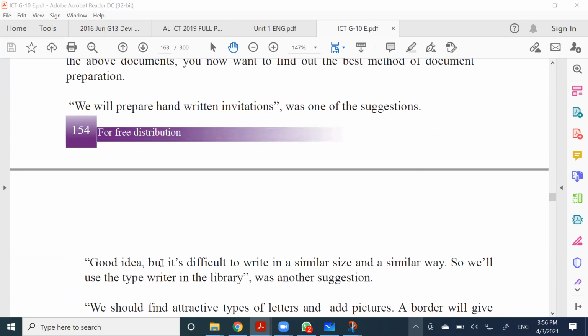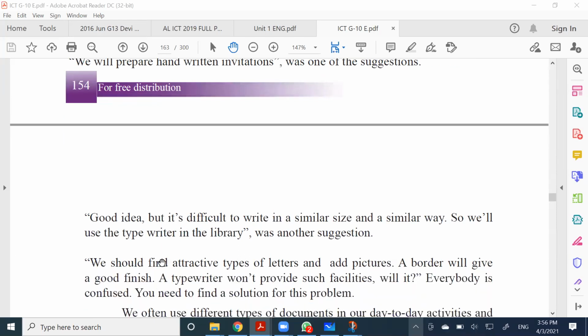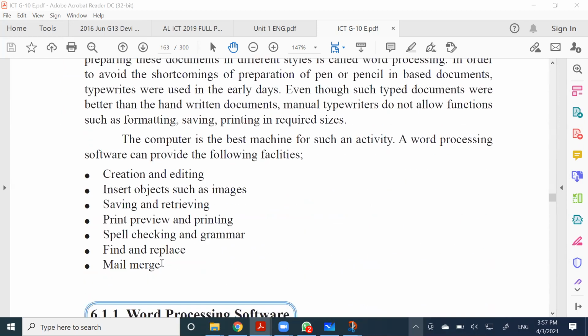Right, so you can do many creative things when you have the ability to work with word processing software, right? But the only thing is you should have the practice of the way that you are going to use this software. That is why we are learning these things, right?